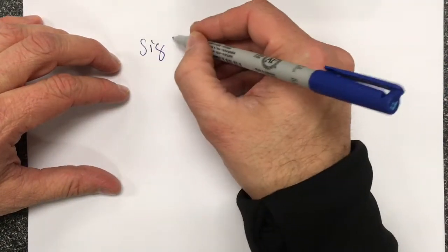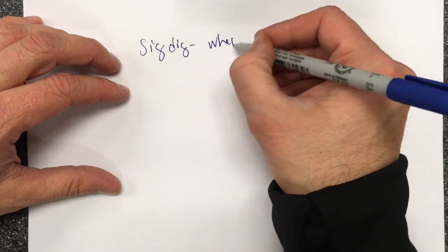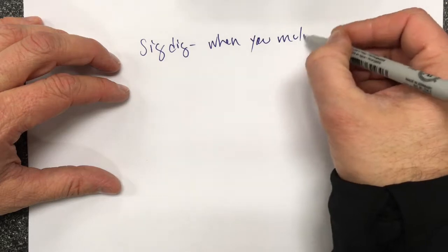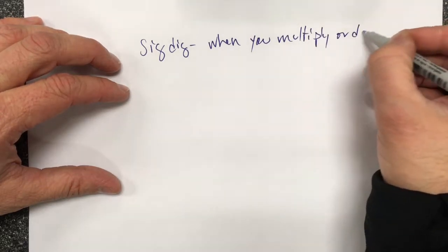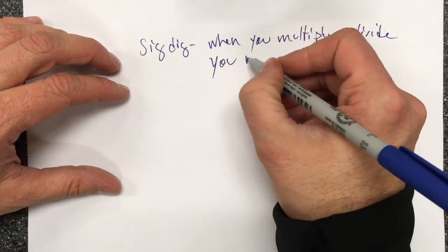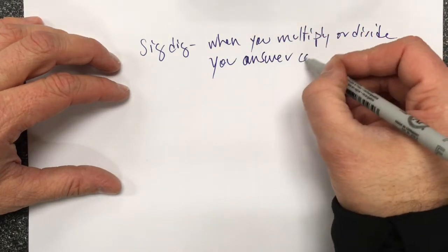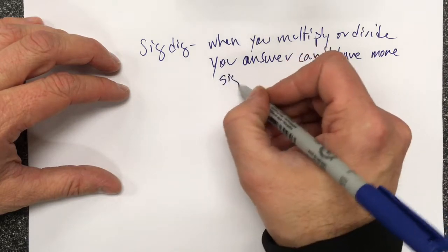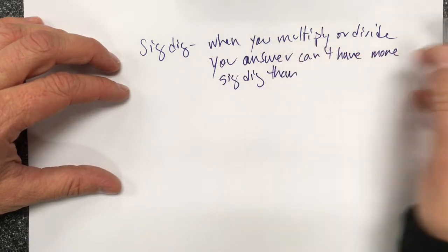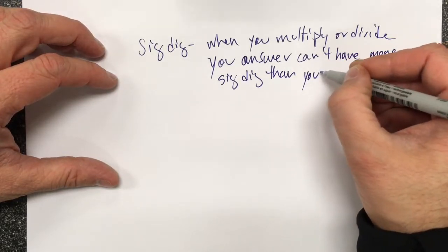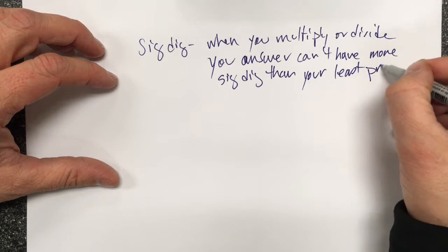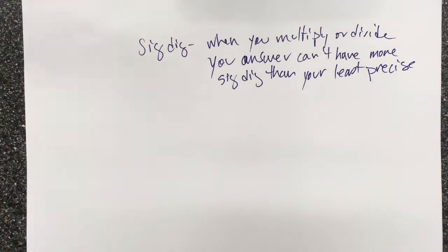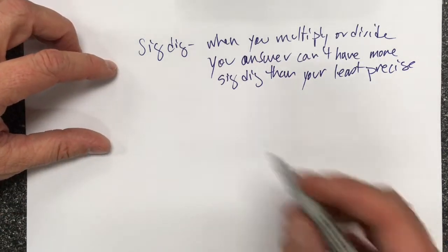We've got a few other rules that apply. For SIGDIGs, when you multiply or divide, your answer can't have more SIGDIGs than your least precise number. Whichever number has the least number of significant digits is the most significant digits that I can report in my answer. So I have to round off to make that happen.